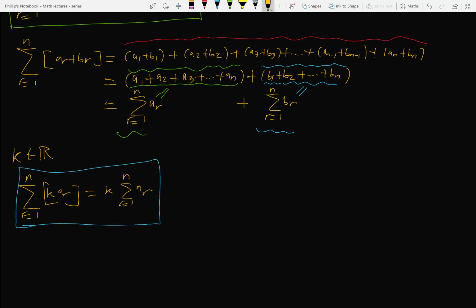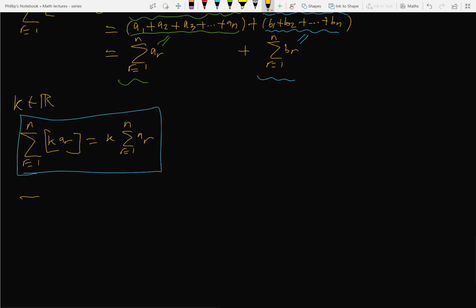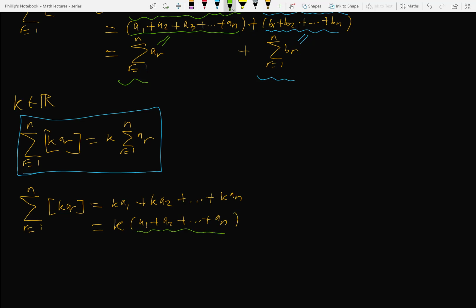I'm going to prove it below, and it's a similar proof to the one above. You just literally write out what the sum from r equals 1 to n of k a_r is. So we've got k a_1 plus k a_2 plus k a_n. We factor the k out, so this is the same as k multiplied by (a_1 plus a_2 plus a_n). We know that this here is equal to the sum from r equals 1 to n.